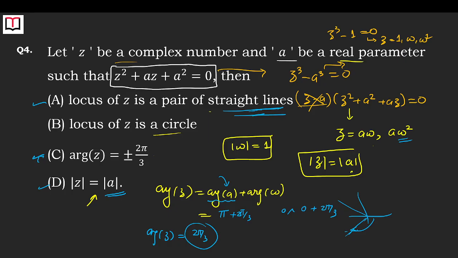So circle can't be a possibility. Locus of Z is a pair of straight lines is fairly close to an option, isn't that? Okay, so that's it. Rather, it will be. Yeah, no, for sure.